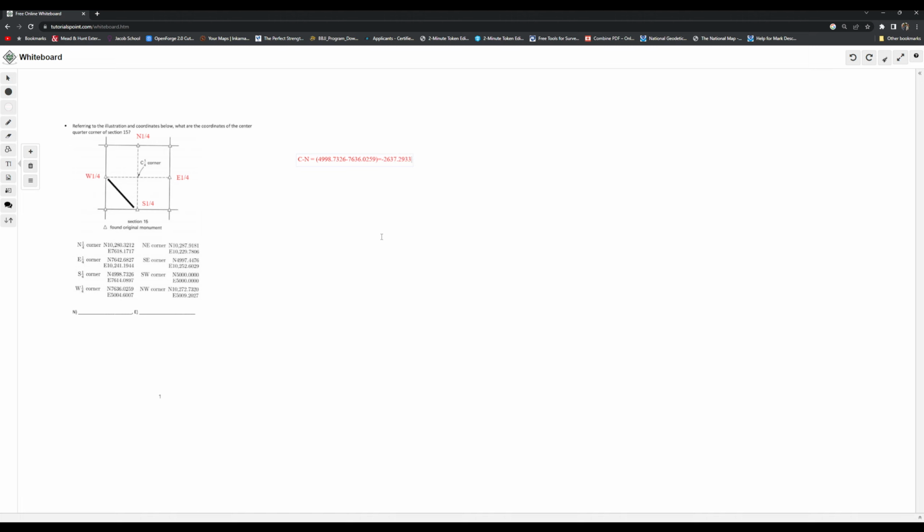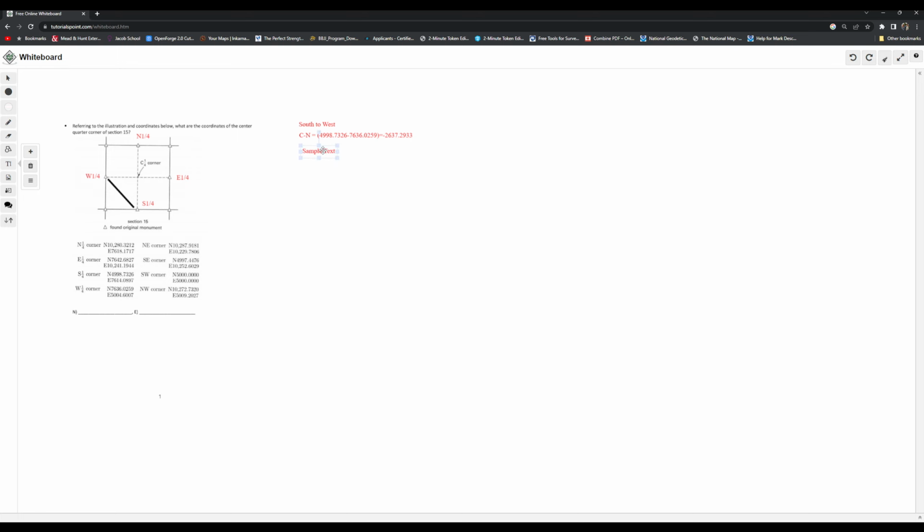And I'm getting a negative 2637.2933. Okay, so we're going to add another text because I'm going to break this up a little bit. So this is for south to west, right? Because we want to make sure we understand where our answers are coming from. So now we have another text that we need.